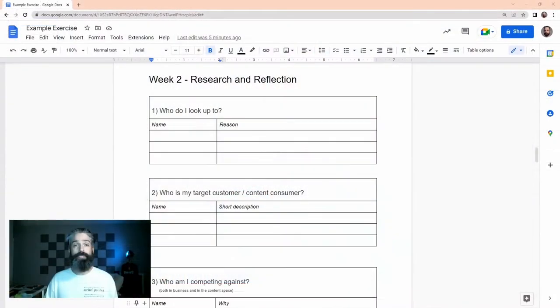With that out of the way, we can move on to week two exercises. You should have three statements about what your brand is about and some notes about what you want people to feel and why you're doing it. Week two's exercises are about research and reflection. Now, when I say that, it can go as heady as you feel comfortable with, but what we're trying to do is find inspiration for the content.